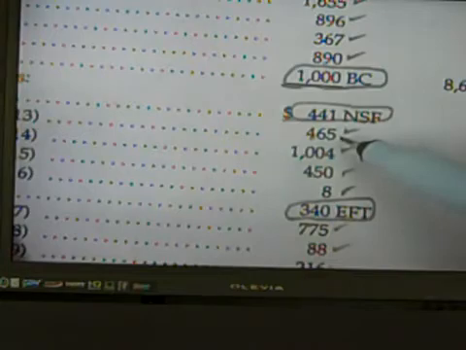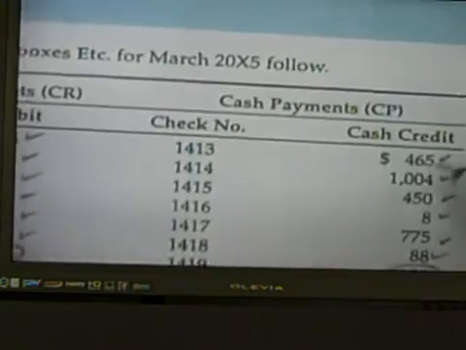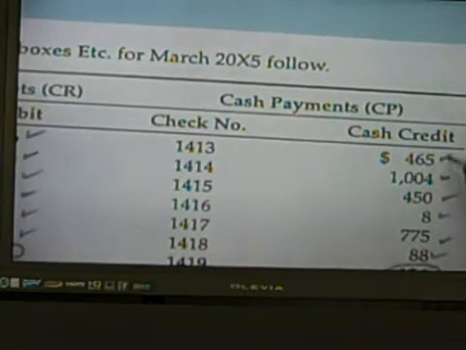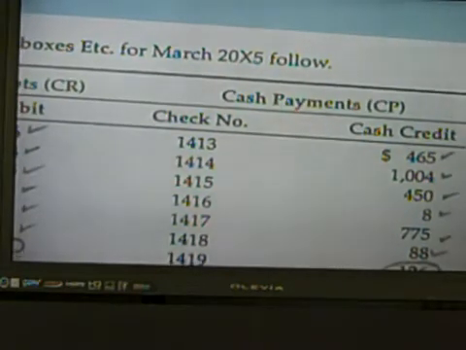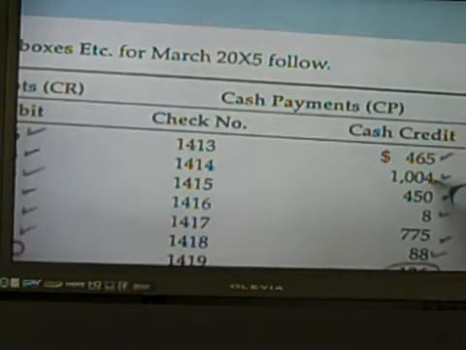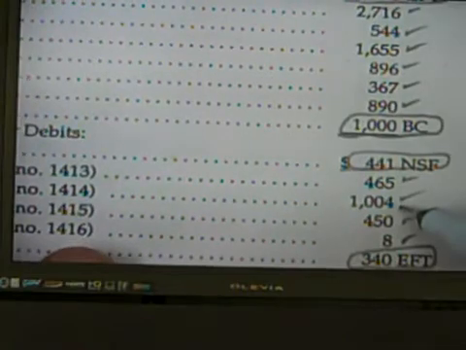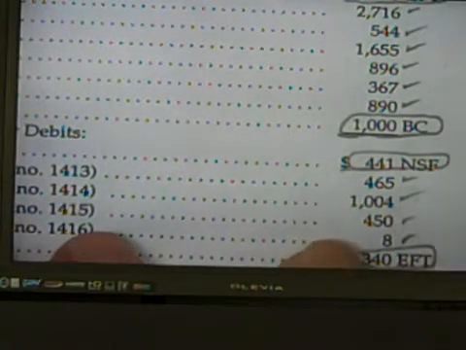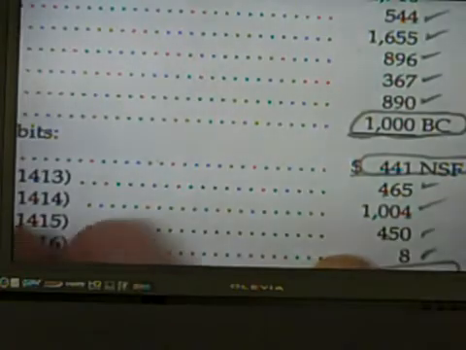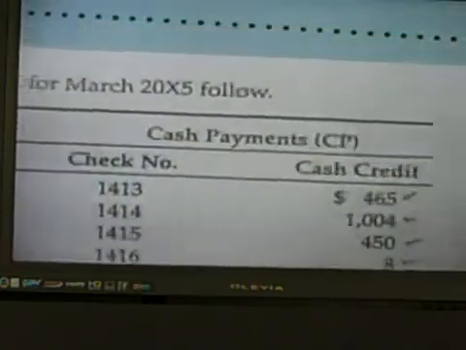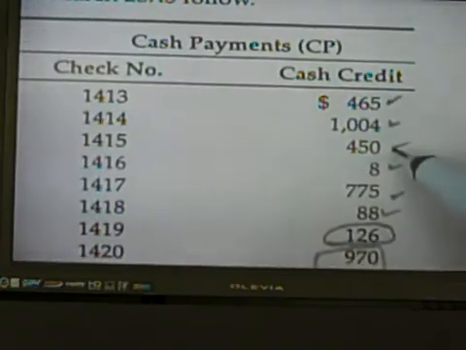Then there was a check that cleared the bank for $465. Did we in fact write that check, $465? Yes, we did. So that one reconciles. We wrote a check for $1,004. Did it clear the bank? Yes, it did. Right there it is. The bank's cleared a check for $450. Did we actually write that check for $450? Yes, we did. There it is.